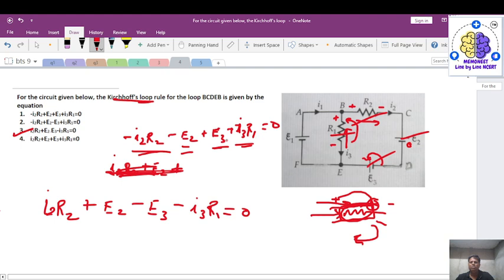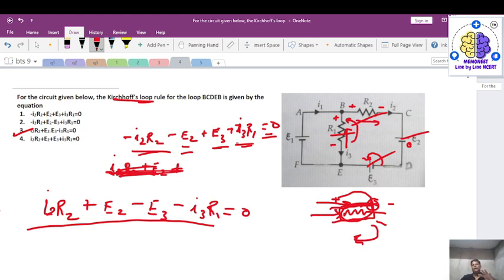So all the potential drops, the algebraic sum of all the potential drops, is equal to 0. Now taking minus common, I'll get this equation, and this equation is in option 3, right? So this is how we had a revision of Kirchhoff's loop law. If you remember this, it will be very easy to write any of the equations for Kirchhoff's law, right?